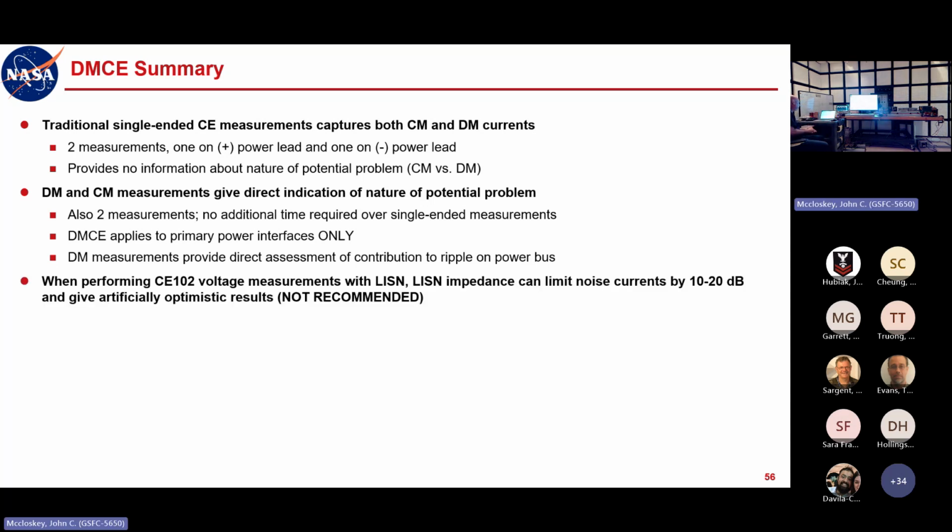So when you're performing CE102 voltage measurements with a LISN, the LISN impedance can limit noise currents by as much as 10 or 20 dB. And the real point is they can give you artificially optimistic results. So this is why I really do not recommend doing CE102 with a LISN, unless you have done your homework and know that it is a representative impedance for your platform. If that 5 microhenry LISN is a much higher impedance than anything you're realistically going to see, it will give you optimistic results, and that's the worst possible outcome for a test, as far as I'm concerned.